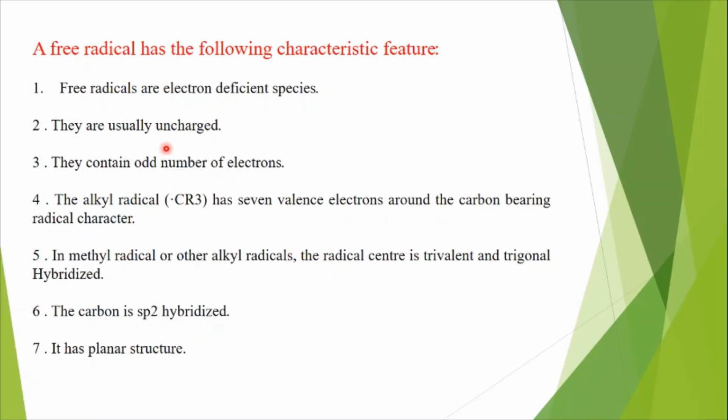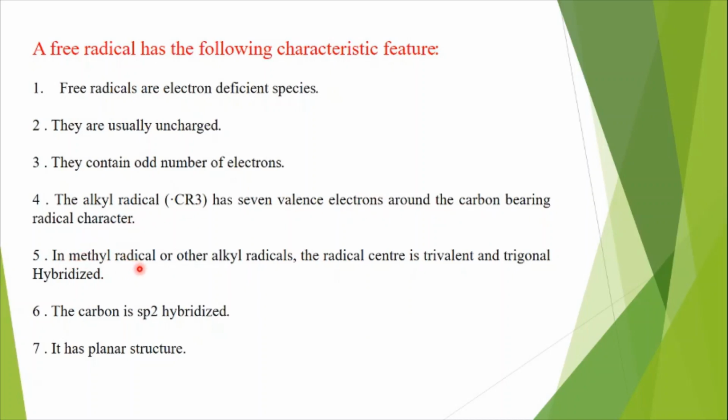Then the second point is they are usually uncharged. Radicals don't have any charge, unlike a carbocation, which has a positive charge, and a carbanion, which has a negative charge. Then the third point is they contain an odd number of electrons, like 1, 3, 5, 7, 9, 11, like that. Then the fourth point is an alkyl radical has 7 valence electrons around the carbon bearing radical character.